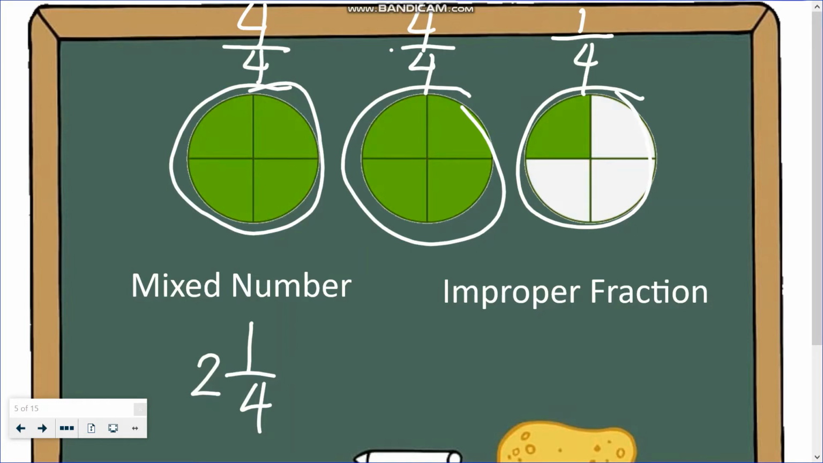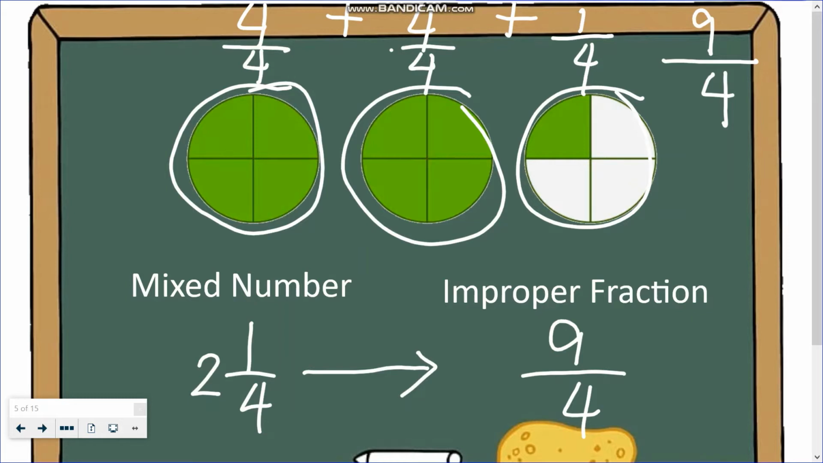Now let's add all the colored parts. 4 plus 4 plus 1 is equal to 9. And for your denominator, just copy the common denominator, which is 4. So that is the value of 2 and 1/4 as an improper fraction. Again, we call that improper because the numerator is greater than the denominator.